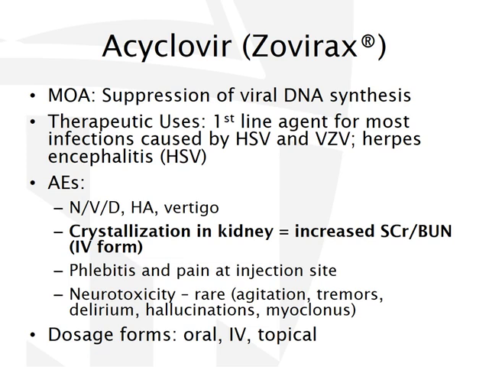This drug can also cause phlebitis and pain at the injection site, so the IV site should be monitored closely. It also, in rare cases, can cause neurotoxicity. Generally, this is more likely to be seen if the drug is accumulating. Symptoms such as agitation, tremors, and delirium could be seen with that neurotoxicity. I mentioned the drug is available orally, IV, and topically, so there are quite a few different dosage forms.